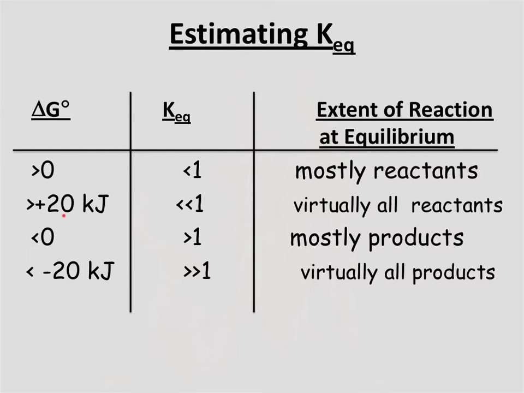All right, now if you have a negative delta G, that tells you it's thermodynamically favored, so it's definitely going to go towards completion. You're going to make some products, and your Keq is going to be a bigger than 1 number. If you have a very, very negative delta G, like negative 20 kilojoules, that tells you that this is something that goes towards completion as much as it can. So there's pretty much all products, no reactants, and you have a super, super large Keq value.